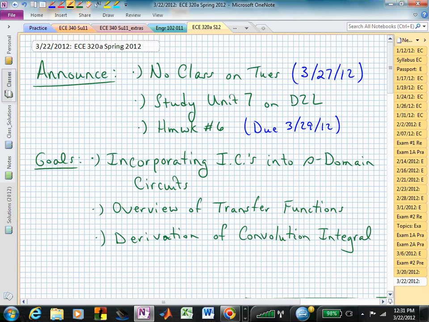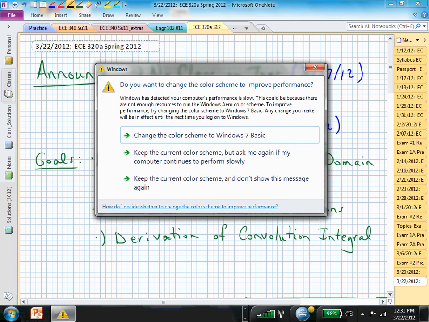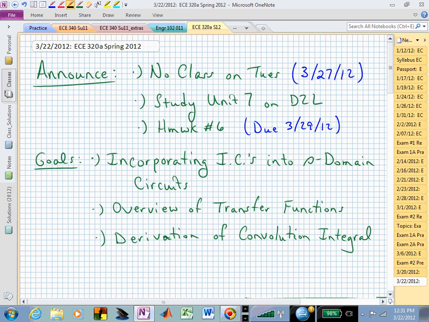And I want you to be very ready to start jumping into the mechanics of what you will soon learn, how to deal with flipping and sliding and intervals and limits. Hopefully that will start to make sense, and we'll jump into that on Thursday maybe with an example. We might actually get there today, showing a derivation of the convolution integral. That's what we hope to accomplish.